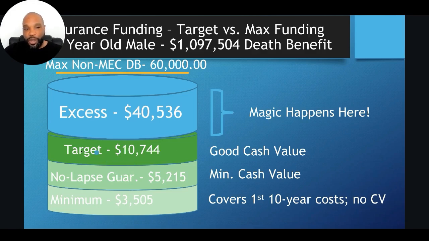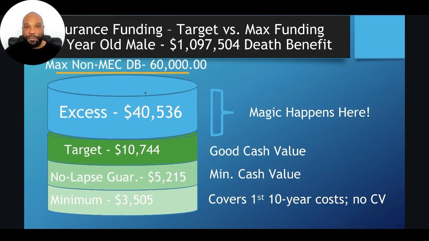So here's where we start seeing good cash value, meaning you're able to put in money, start seeing some pretty good growth, and being able to access money, borrow against your policy. Okay. Now, here's the thing. A lot of people stop funding at target, but this is where the magic happens. Right above your target premium, up to your maximum premium, this is called excess premium.